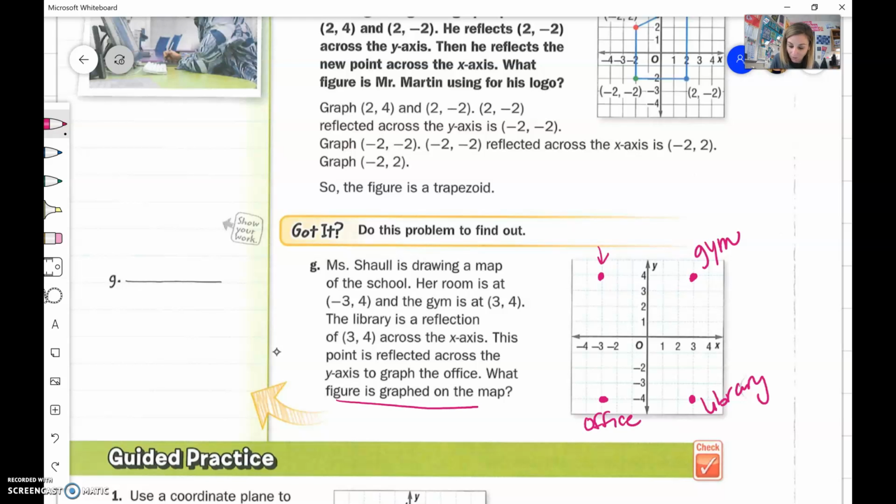And then it says, what figure is graphed on the map? Well, what figure did we just make? We made a rectangle.